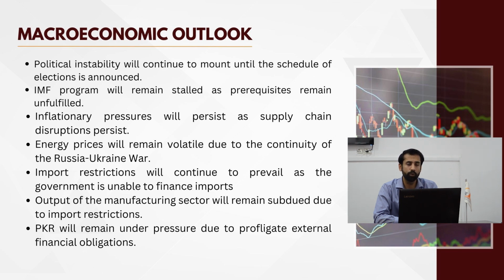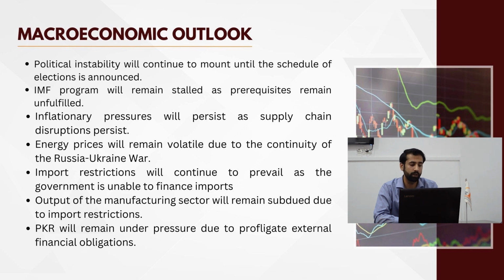Another problem is the energy prices. Due to the continuity of the Russia-Ukraine war, the energy prices are slightly volatile at the moment. Although the prices came down since the start of the war, they are still volatile. The government will continue to restrict imports to curtail the current account deficit, because this is the easiest possible solution for the government to restrict the current account balance.